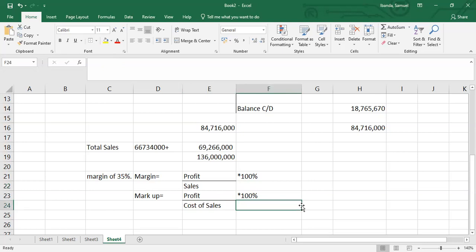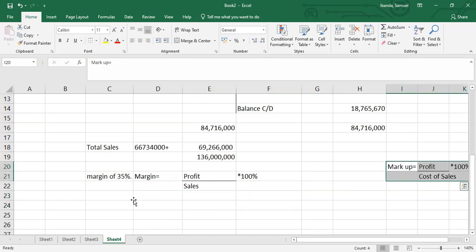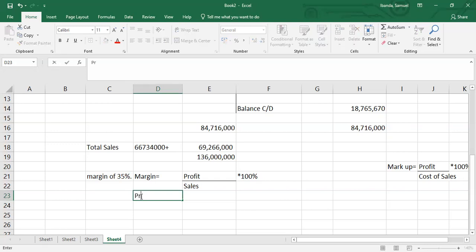Having that in mind, since they have given us this, I'm going to use that. I'll just put it here, just in case you need it. If I have this picture, I have margin, I have my sales, but I don't have my profit. If they are speaking of margin, especially at this level, this profit itself is sales less cost of sales.